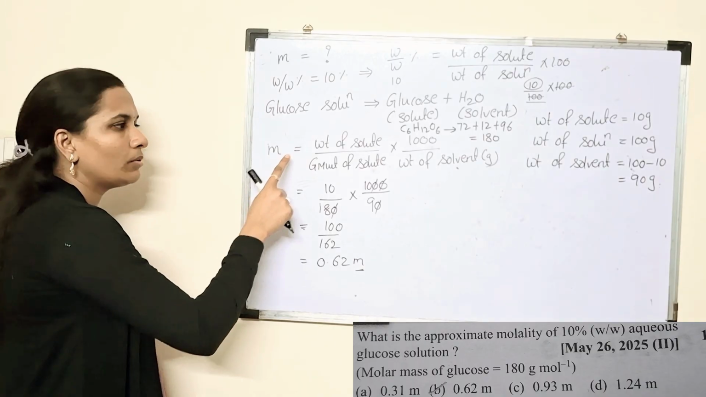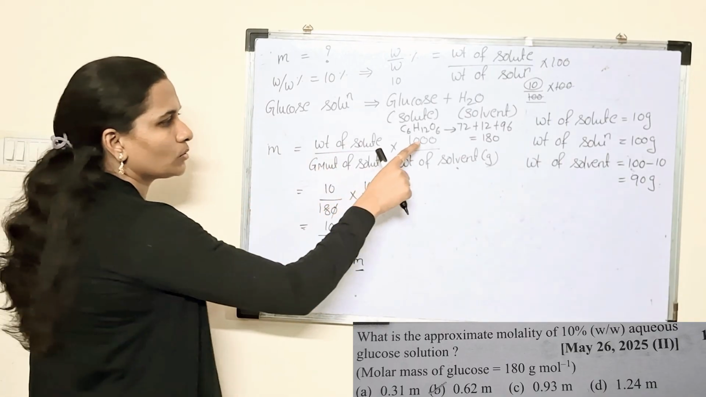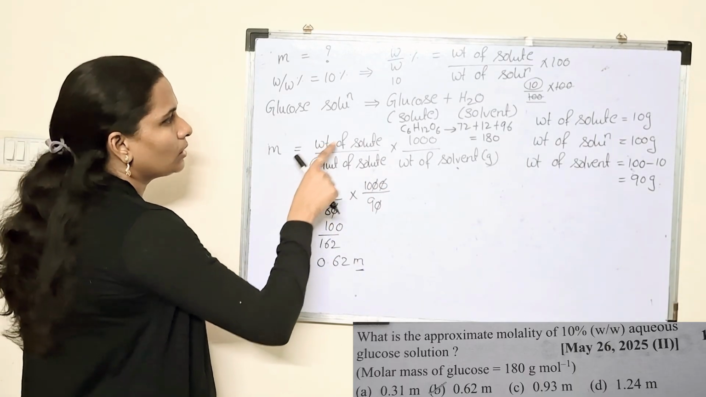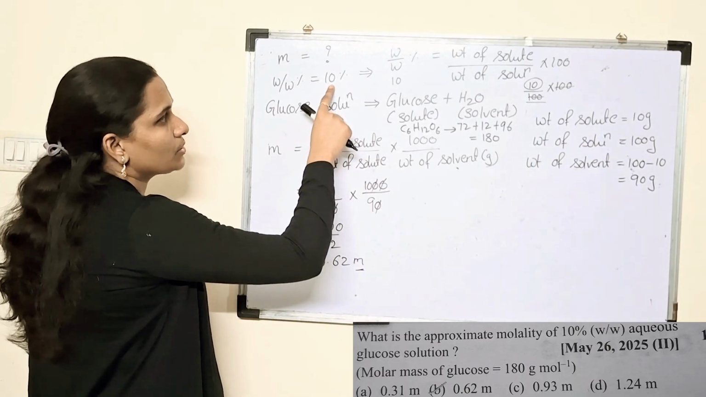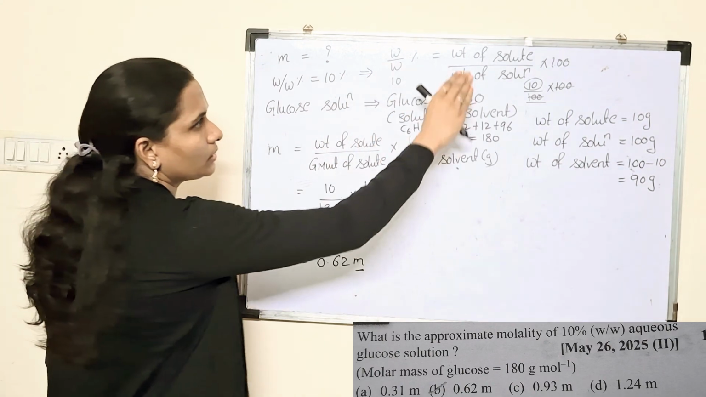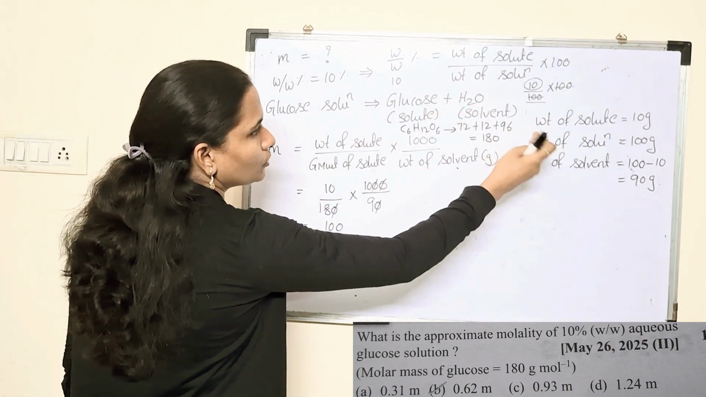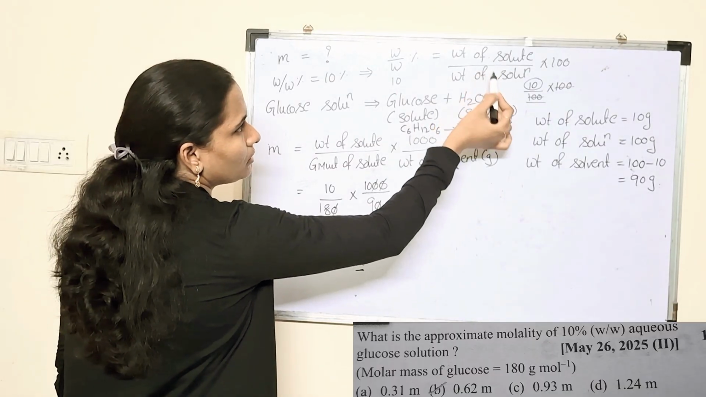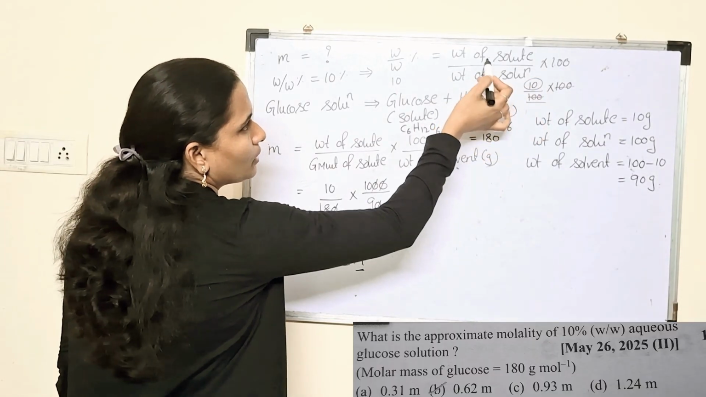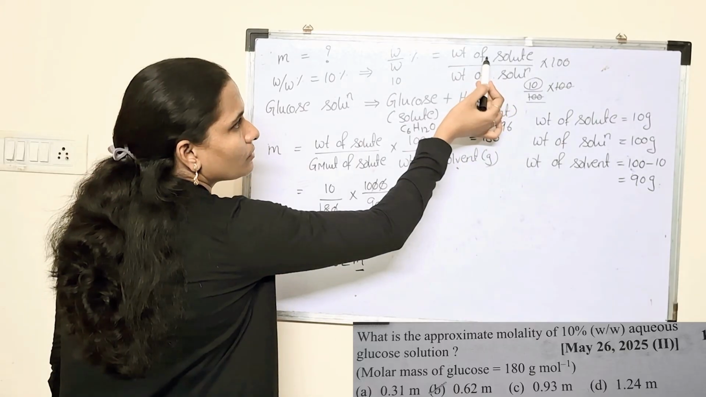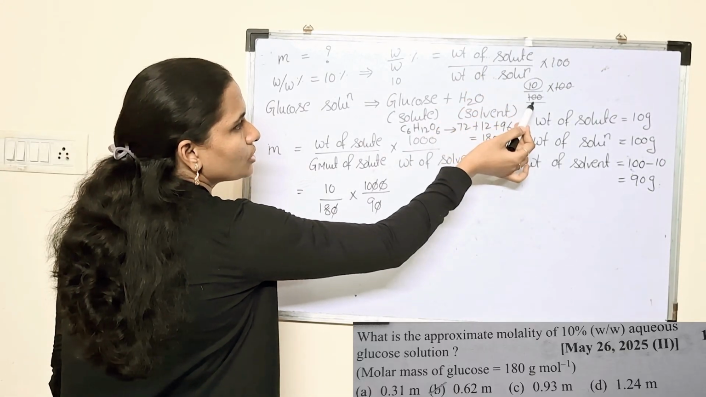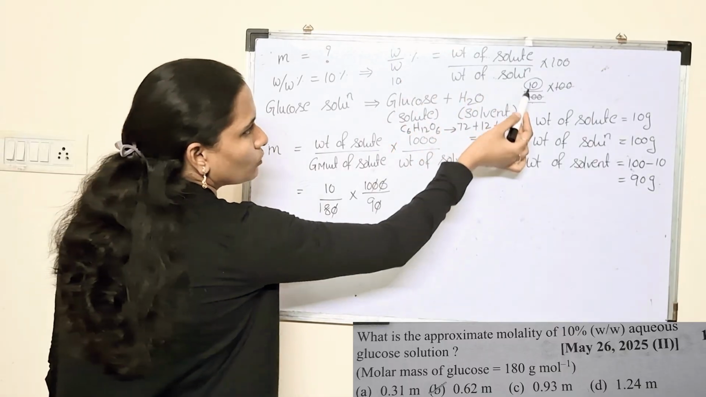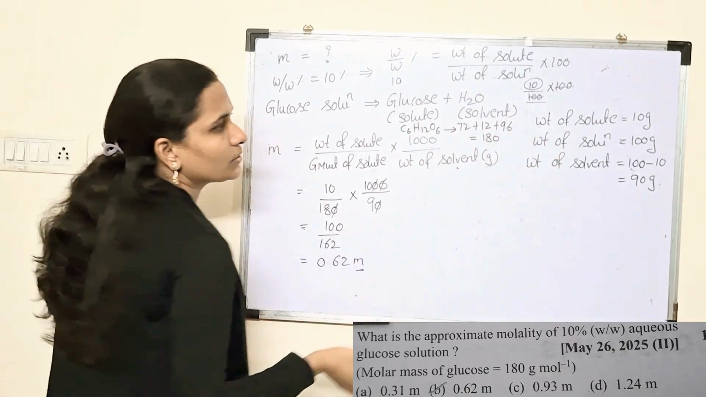So the molality formula is weight of solute by gram molecular weight of solute into 1000 by weight of solvent. We don't know the weight of solvent, but based on the 10% weight by weight percent, we can calculate the weight of solute and weight of solution. Why? Because 10% means 10 here, 100 here, then 100 into 100 will be cancelled, then 10 will become. So weight of solute is 10 grams, weight of solution is 100 grams. Into 100, if you do it, you will get the weight by weight percent 10. So we can write, weight of solute is 10 grams.